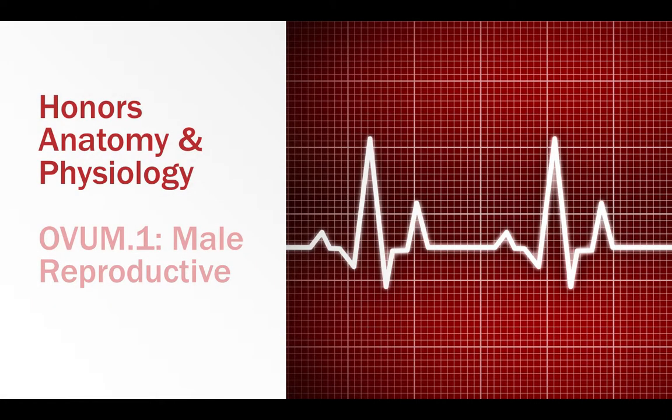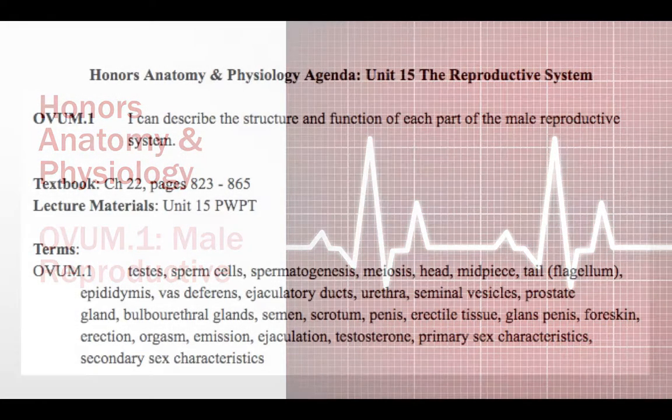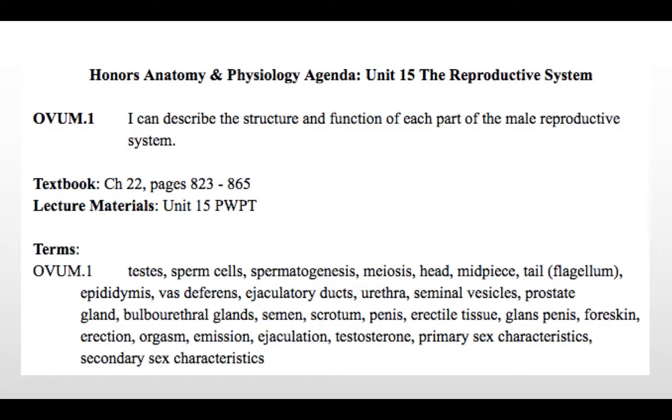In the reproductive unit, we're going to cover the male reproductive system, both internal and external. And then in the second standard, we'll talk about female reproductive. And then the third, we'll discuss birth control as well as menstruation. So for your OVUM.1 standard, it reads, I can describe the structure and function of each part of the male reproductive system.